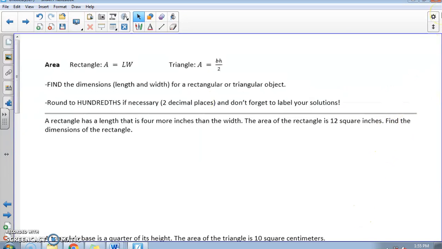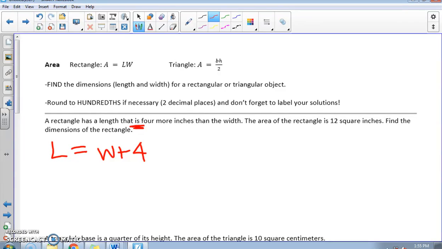Alright, so we have a rectangle has a length that word "is" should be like your equal sign. So a length that is 4 more than the width. So that would be W plus 4 more than its width. And we know that the area is 12 square inches. Well, we also know that area is length times width.